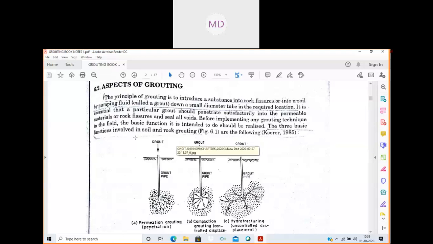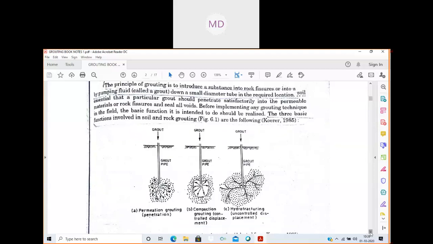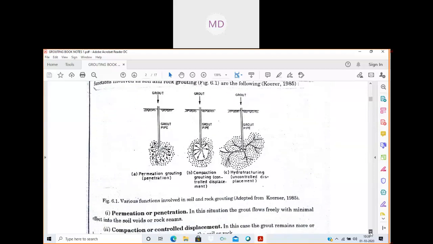Depending on that, there are three basic functions involved in soil or rock grouting. What are they? First is permeation grouting, which is also termed penetration. Then compaction grouting, which we can also call controlled displacement grouting. Then hydrofracturing, or uncontrolled displacement. So these are the three basic functions of grouting. Now, what is permeation or penetration?